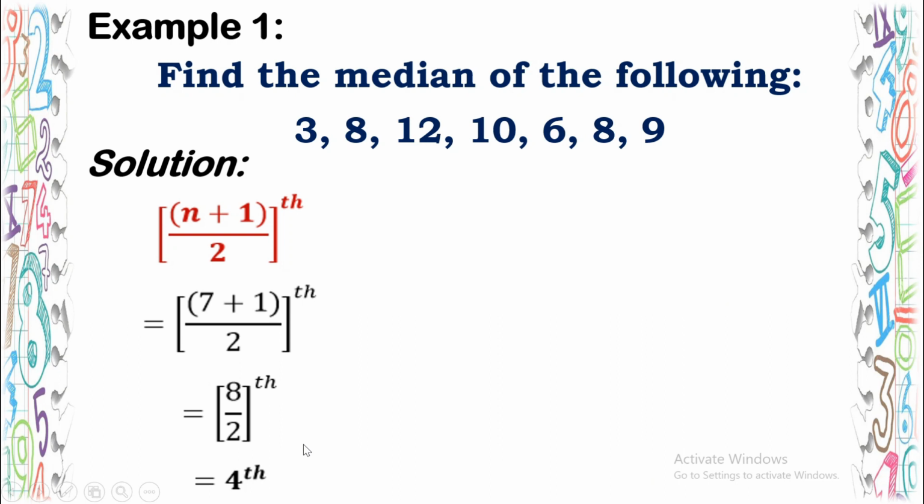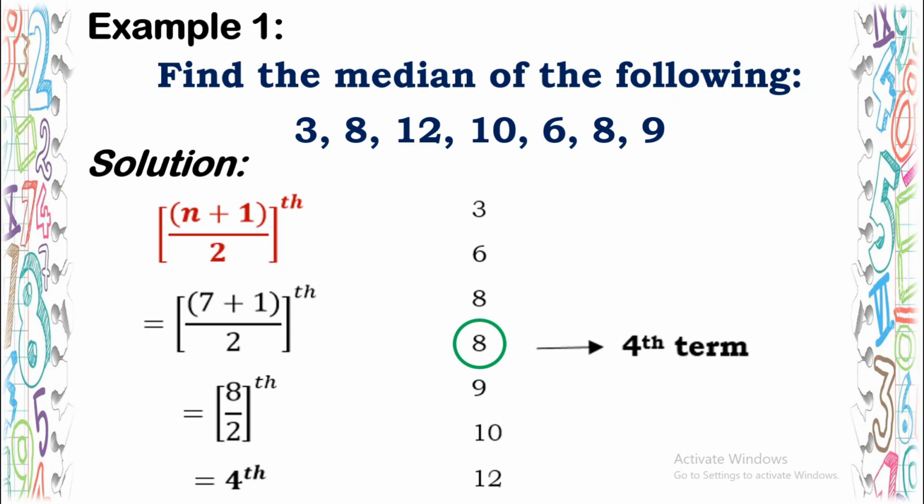Now, to determine which one is the fourth observation, we have to arrange the numbers in increasing or decreasing order. Let's do it in increasing order. So we have 3, 6, 8, 8, 9, 10, and 12. Counting either from the lowest or the highest value, we have 1, 2, 3, 4. So it's 8. Or if we start from the highest, we have 1, 2, 3, 4. So again, it's 8. So this is the fourth term. That means it's the median of the given data.